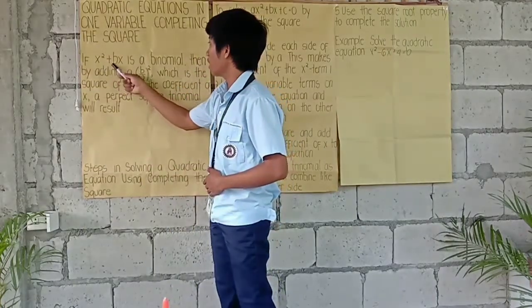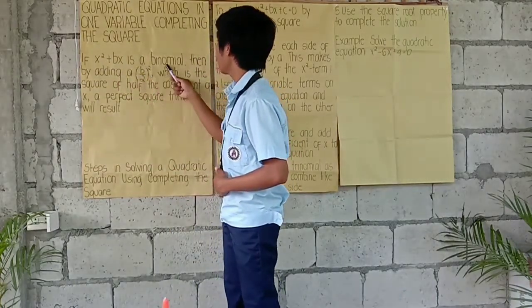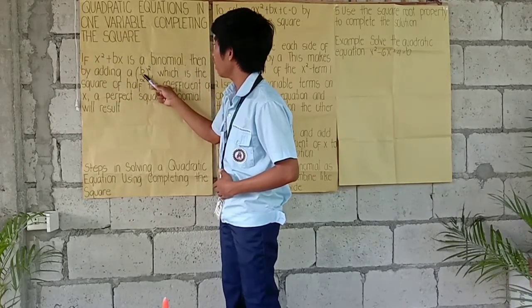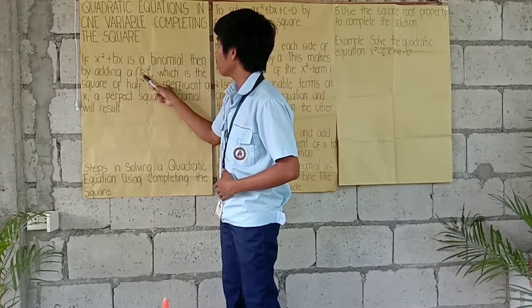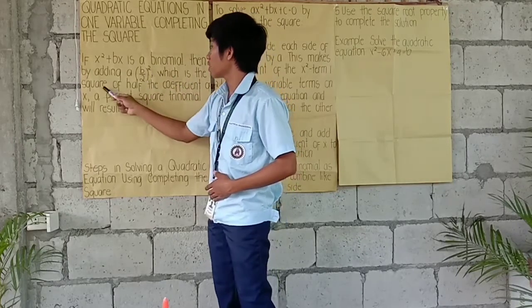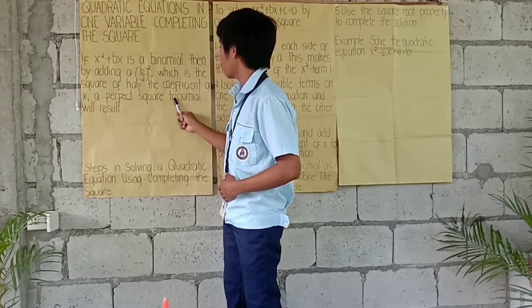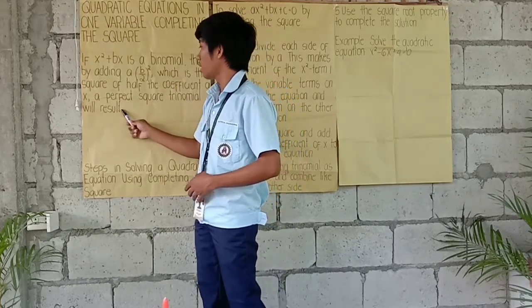If x squared plus bx is a binomial, then by adding (b over 2) quantity squared, which is the square of half the coefficient of x, a perfect square trinomial will result.